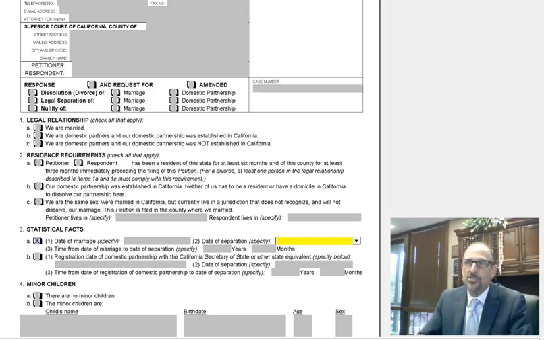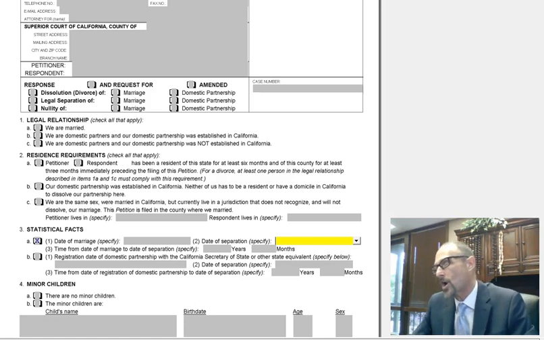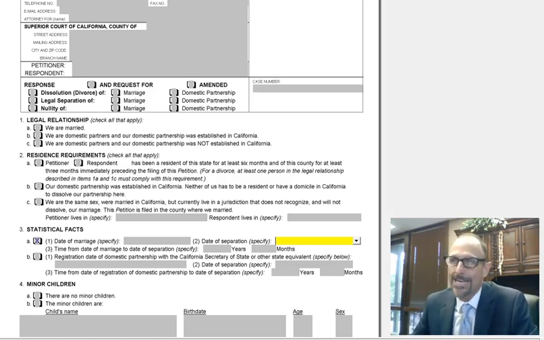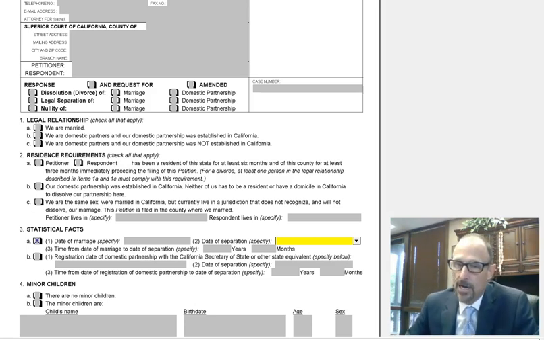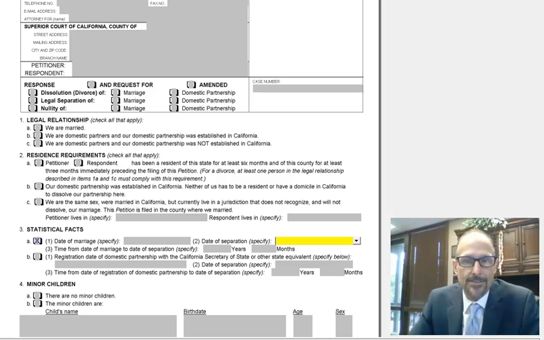So everything that's going on in your life goes into the argument of whether you are or are not legally separated. So you want to keep those things in mind. If you're trying to show that you're legally separated, then you're going to want to be living as separate and apart as you possibly can. Just a side note. All right.